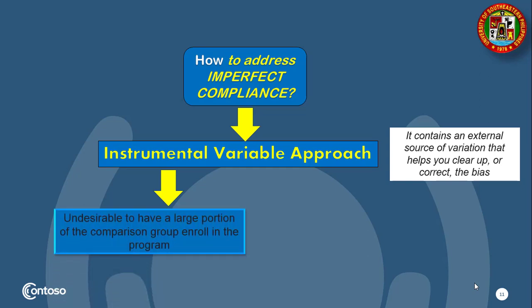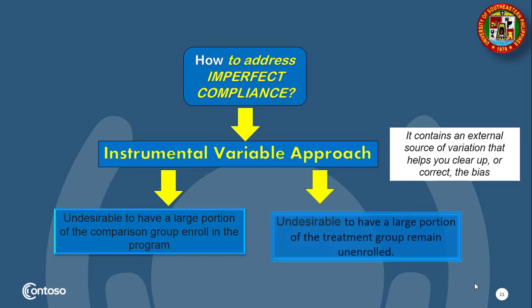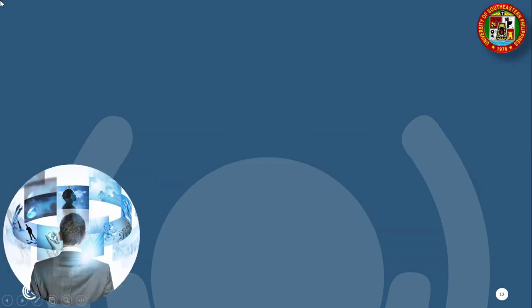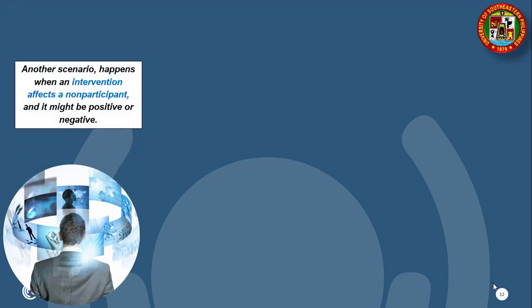First, it is undesirable to have a large portion of the comparison group enrolled in the program. And the second one, it is undesirable to have a large portion of the treatment group remain unenrolled. The fourth scenario happens when an intervention affects a non-participant and it might be positive or negative. This is what we call a spillover effect.